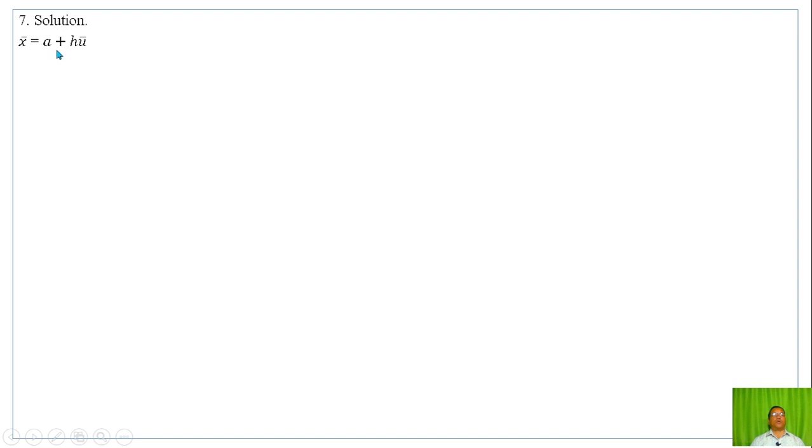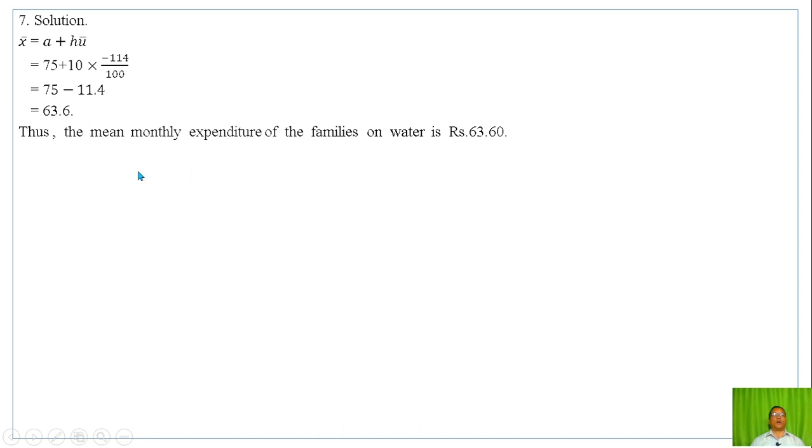X bar is equal to A plus h times u bar, where A is 75 and h is 10. u bar is the mean of the new variable, the summation of fi ui, which is minus 114, divided by the total number of frequencies, 100. Simplified, we have 63.6. For Q1, thus the mean monthly expenditure of the families on water is rupees 63.60.